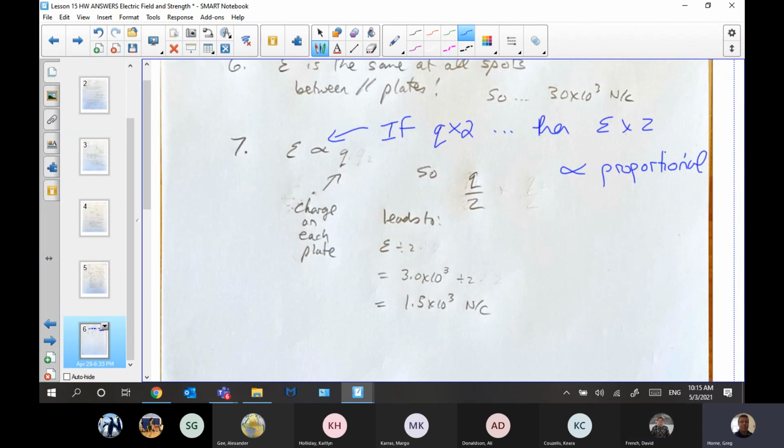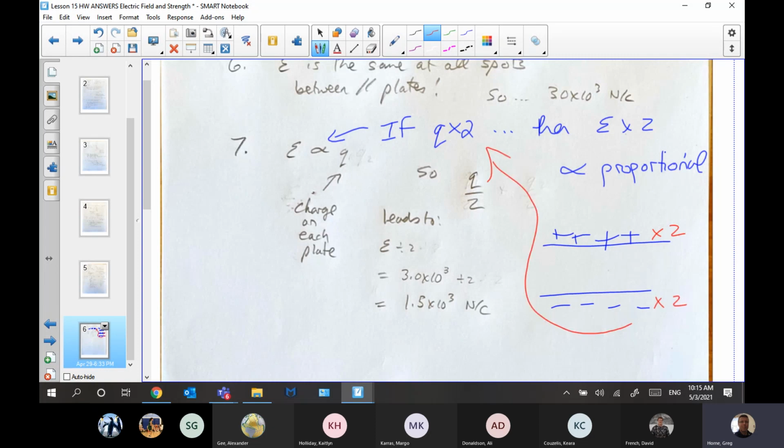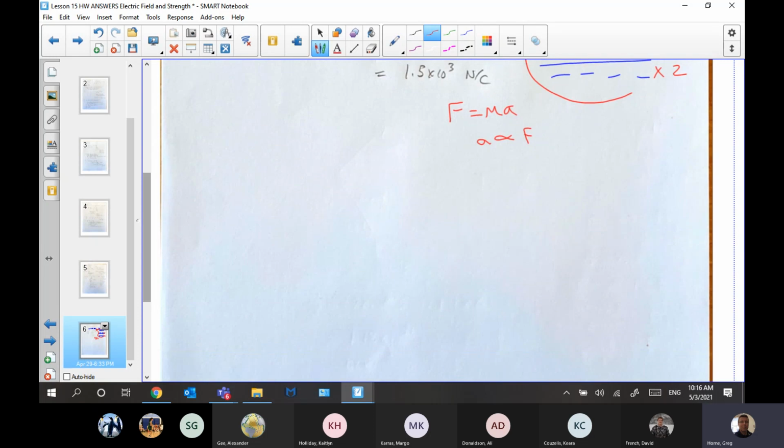So they had said in the wording that if you have parallel plates and you've got a bunch of positives here and a bunch of negatives there, right? If you multiply the number of charges on each plate by 2, then of course that leads to the field being twice as strong. That's what that means. So we've seen that before where we had, say, F equals ma. Basically, we'd say the amount of acceleration is proportional to force, right? Because if you push twice as hard, you get twice as much acceleration.